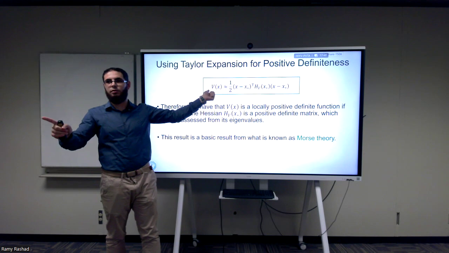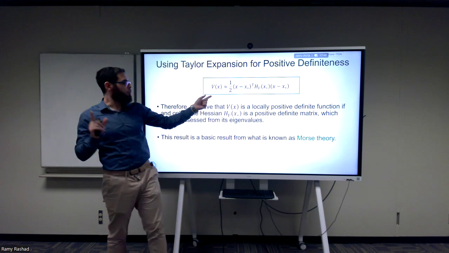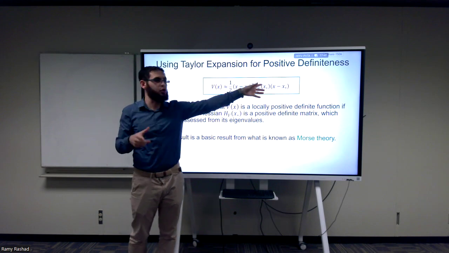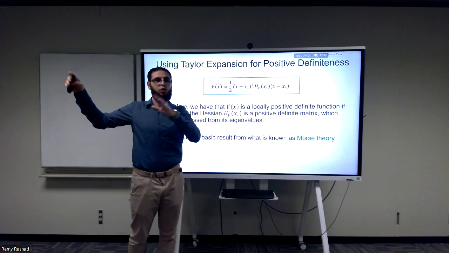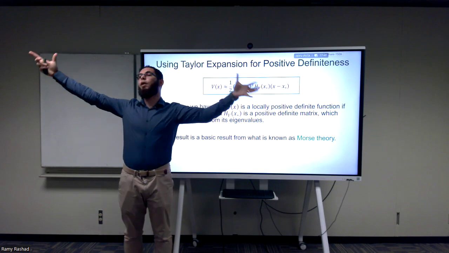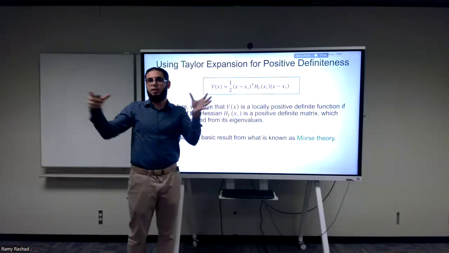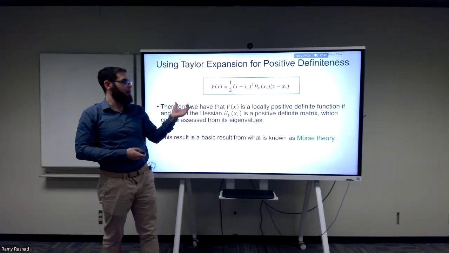Locally positive definite, absolutely, exactly. It's locally positive definite. Don't forget about this approximation. We're looking locally around the function. We also have higher order terms, and these higher order terms might make this function behave differently away from the equilibrium, from this critical point. That's why this behavior is only local, okay?